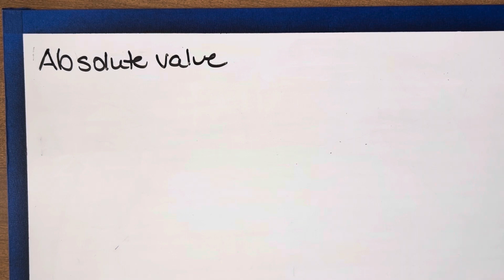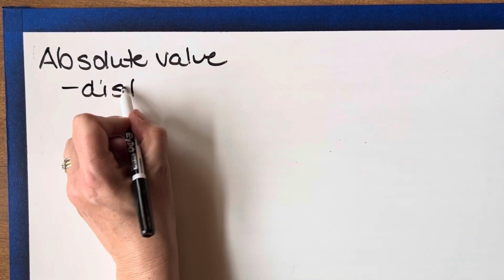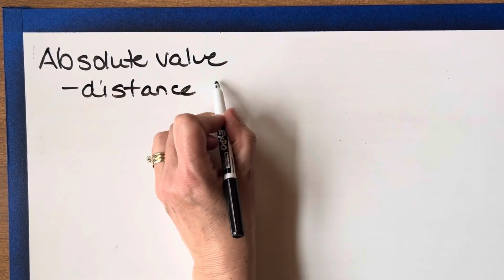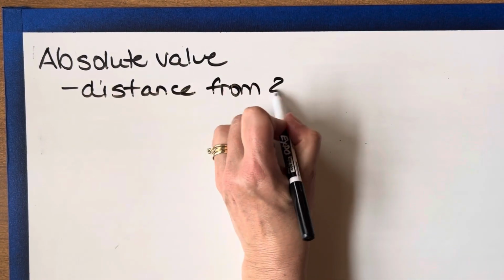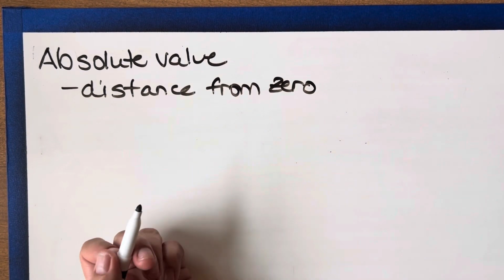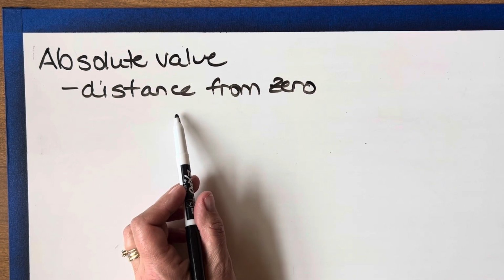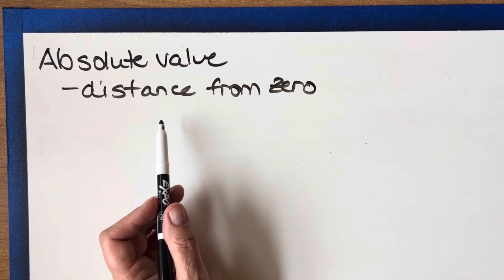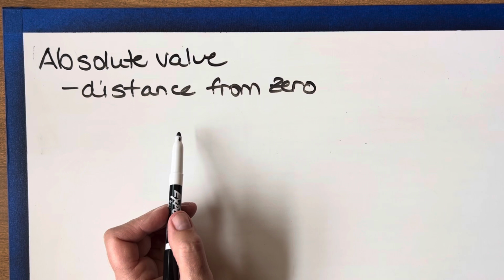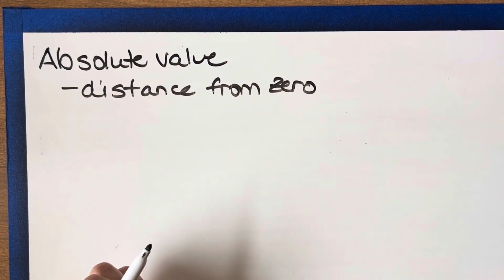Today's topic is absolute value. Absolute value just means what distance from zero are we on the number line. And since we're talking about a distance, absolute value always has to be positive, because I would never say, oh, I'm negative distance away from zero. I'm just counting the spaces from zero to where I am on the number line.